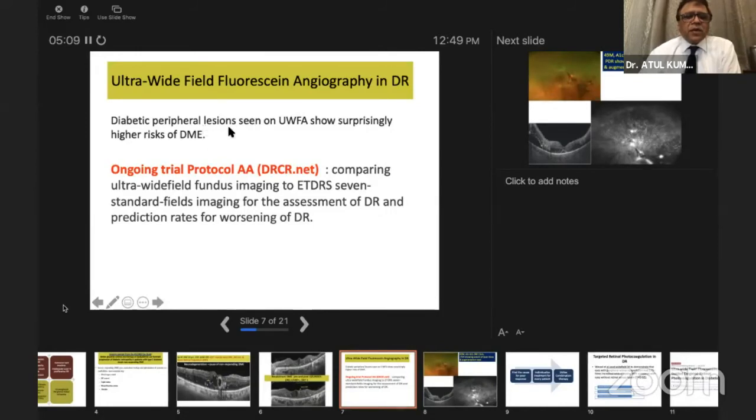Laser has an important role in non-responding DME, because of peripheral ischemia. DRCR.net realized the importance of wide field angiography, and they brought out an ongoing trial, Protocol AA, comparing ultra wide field fundus imaging to the ETDRS 7 standard fields imaging for the assessment of DR and prediction rates of worsening of DR.